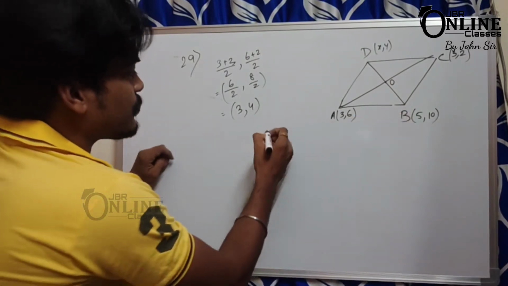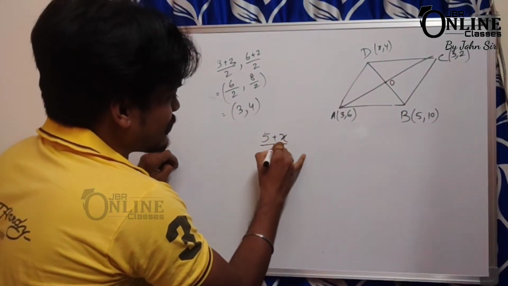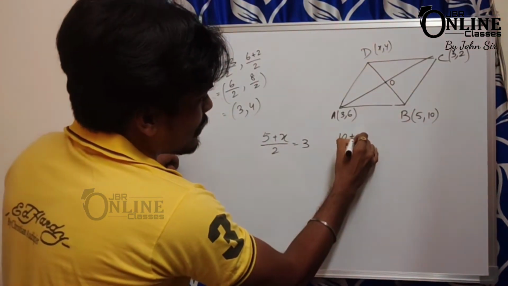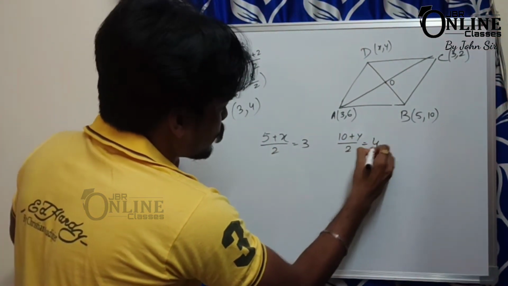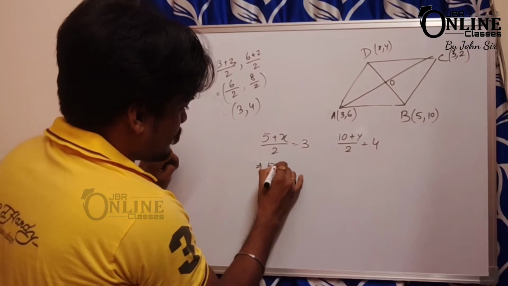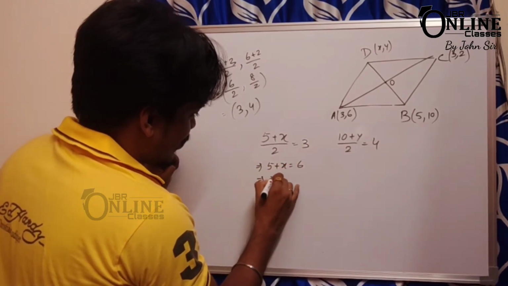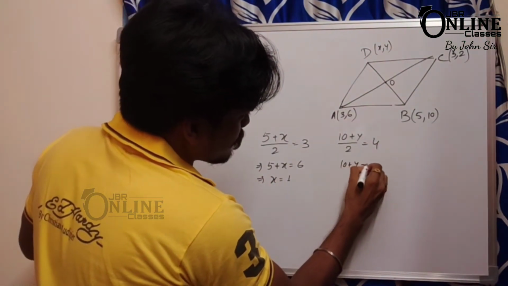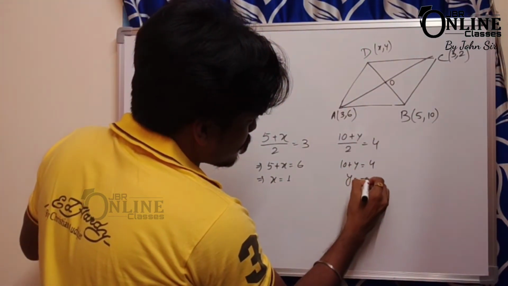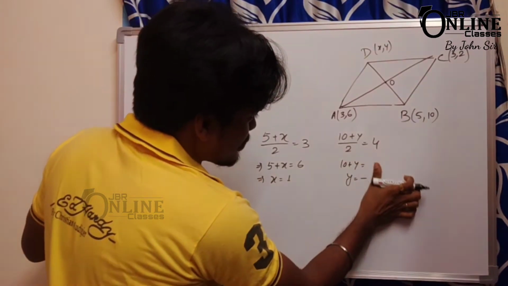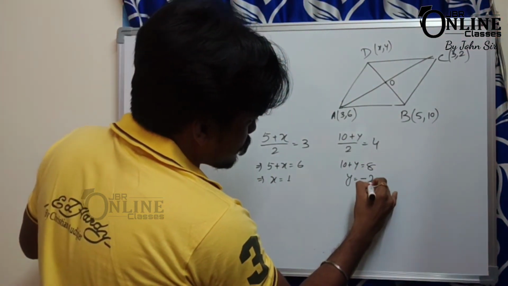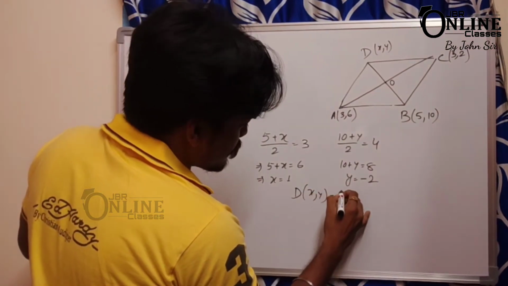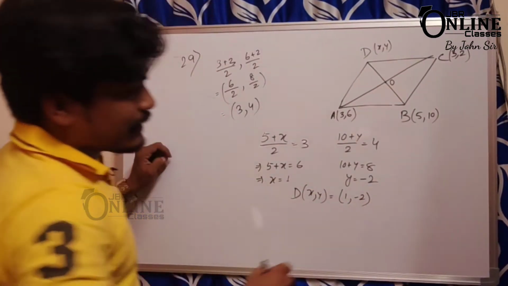Okay, so that means 5 plus x by 2 equals 3, and then 10 plus y by 2 equals 4. From that, 5 plus x equals 6, so x equals 1, and 10 plus y equals 8, so y equals minus 2. So the coordinates of point D equal 1 comma minus 2. That is the first answer.